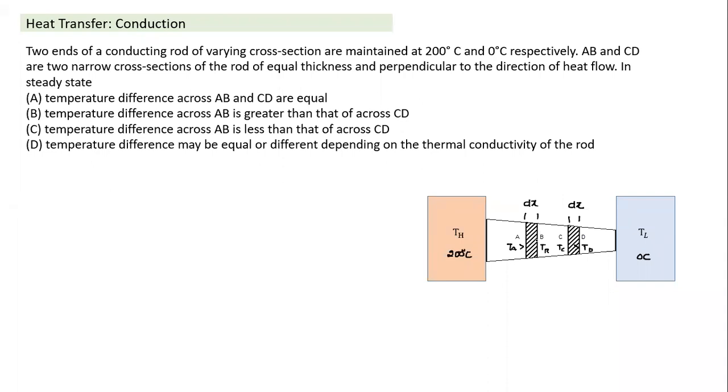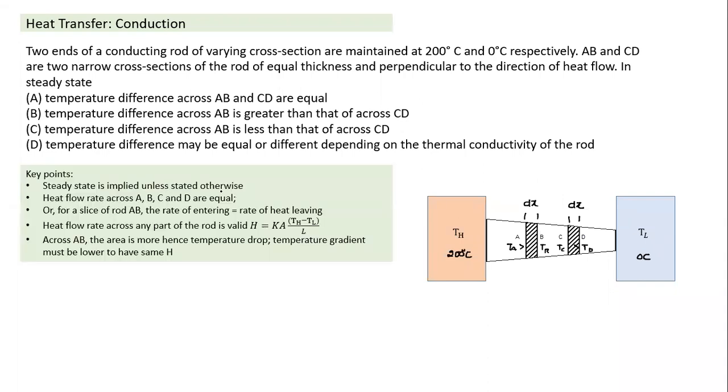Let's understand the temperature difference across elements of the rod. Steady state implies, unless stated otherwise, and this is very clearly stated as steady state, that the heat flow rate across all cross sections is equal, H. If we take a slice AB, it becomes a heat element and I can apply this formula. If I take AB, heat entering is equal to heat leaving. Again, I'm repeating this point: the heat flow rate is the same for any element. This is the equation if I apply it between this end and this end, but it can be applied across any two cross sections.